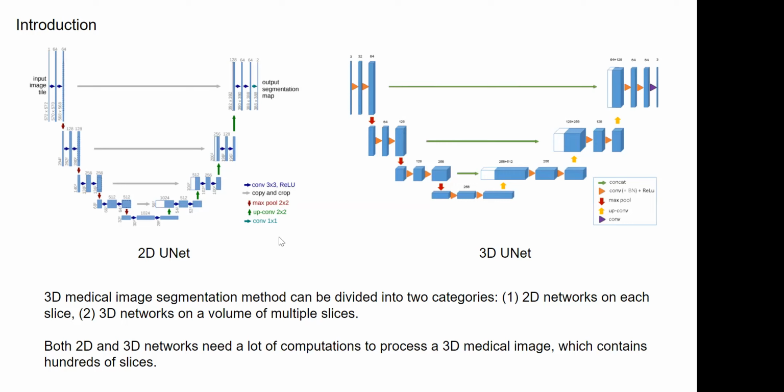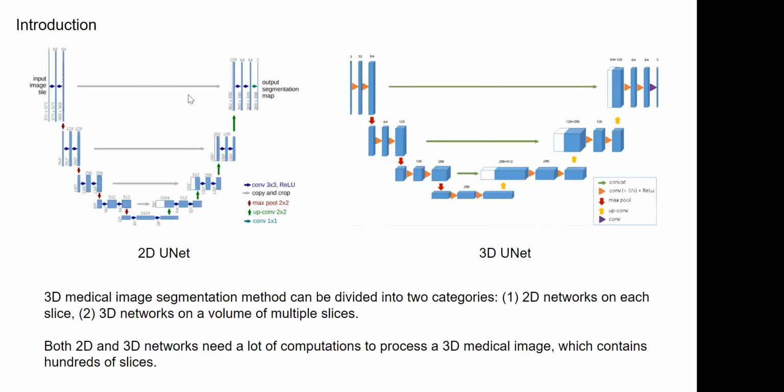Another kind of method is using 3D networks to process a volume of multiple slices together, so they can leverage the connection between slices. The problem is that both the 2D methods and the 3D methods need a lot of computation to process 3D medical images, because each image has hundreds of slices. So my project is trying to use a dynamic inference method to improve the model efficiency for medical image segmentation.